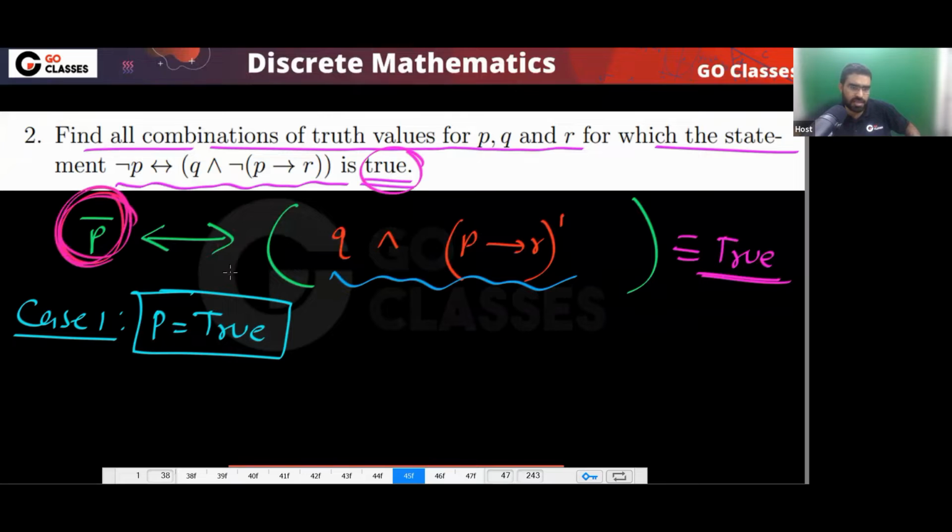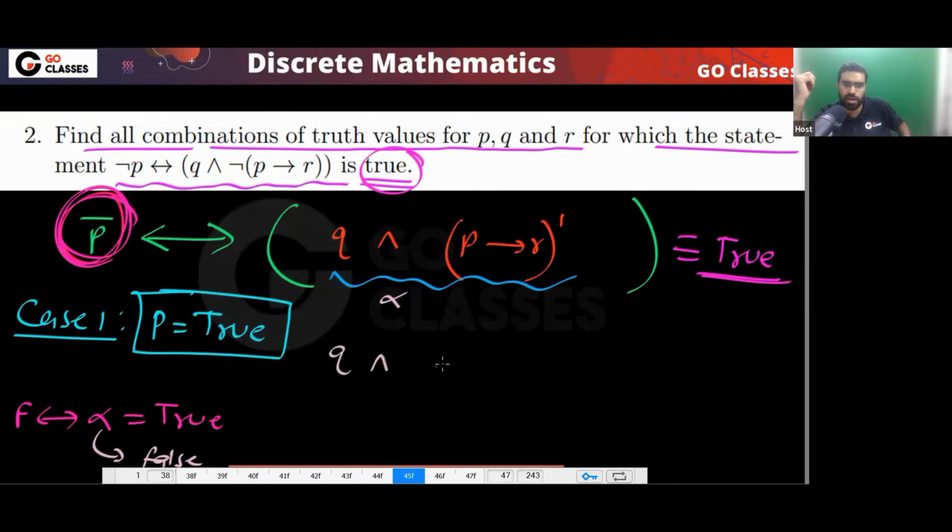And there is a double implication. It's like false double implication alpha. When it can be true, this alpha must be false. So this is your alpha, let's call it. This alpha must be false.